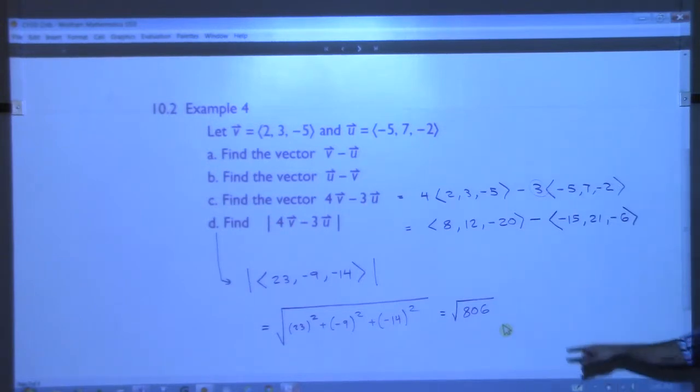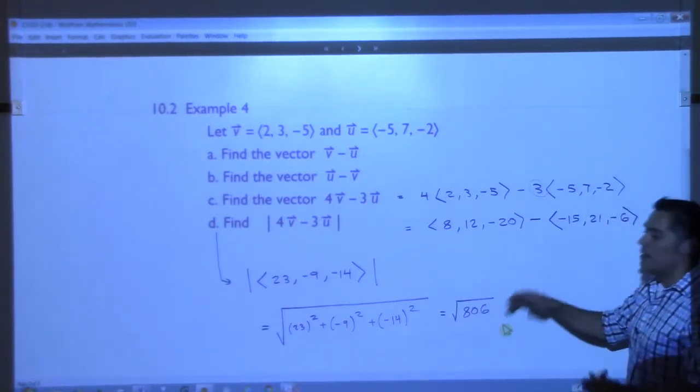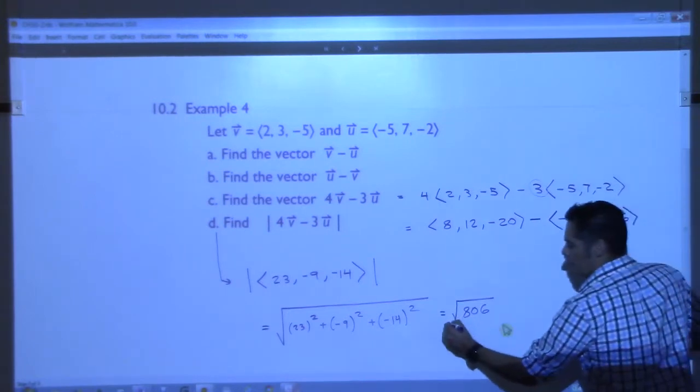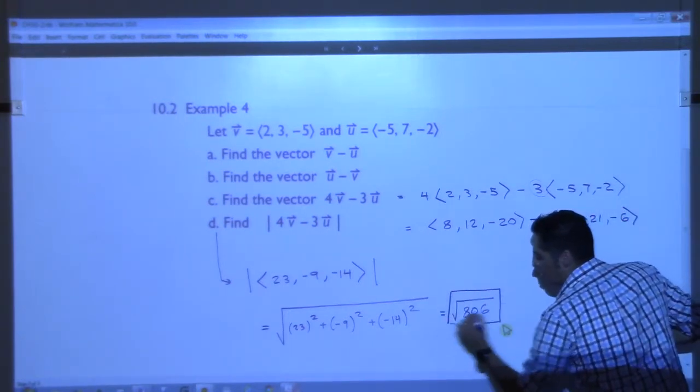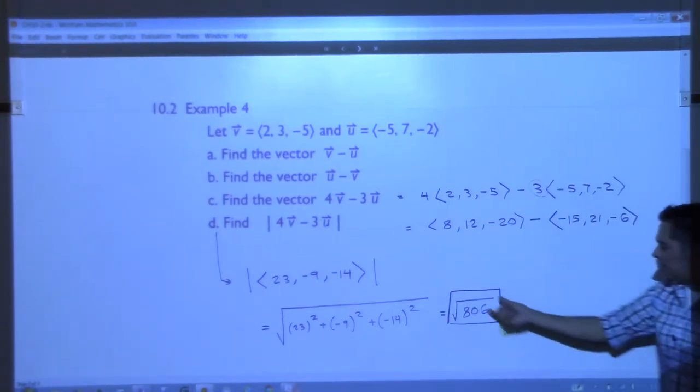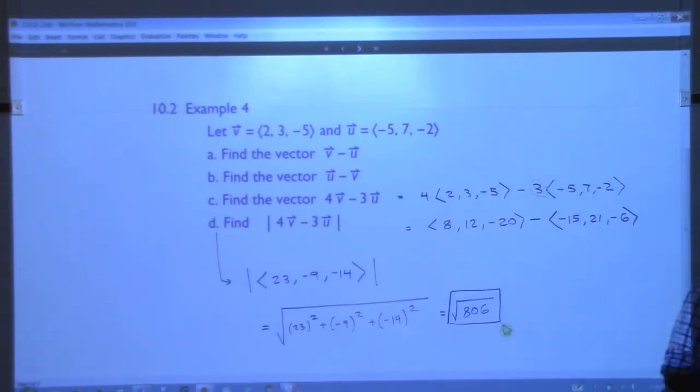So if you actually want to get on your calculator and take the square root of that, great, but I do want this result. And you don't need to do anything with it. Like if this breaks down, who cares? Let's just leave it as root 806. All right, that's all arithmetic.